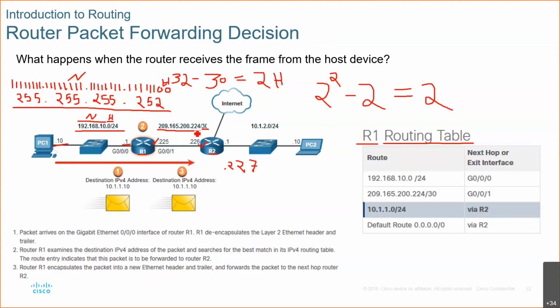Network address is 224. This interface is 225. This interface of R2 is 226. Then 227 will be what? Yes, well done. GN and Mustafa, you're right. 227 is your broadcast address. Very good. Okay, so you're learning now. Remember, after the last address, you add one, and that will be your broadcast.